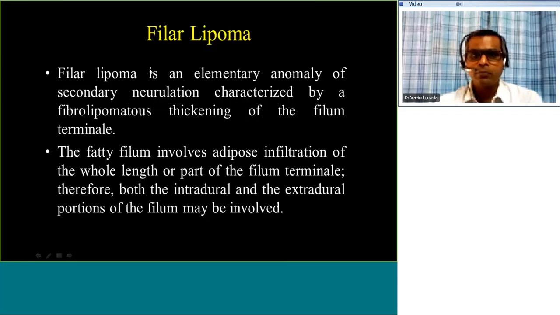Coming to the filar lipoma, this is nothing but a secondary neurulation abnormality due to the fibrolipomatous thickening of the filum terminale. As we all know, the filum terminale is both intradural as well as extradural. So the whole length or part of the filum terminale may be involved by this lipoma. If you have a filum terminale lipoma along its entire extent, it is both intradural and extradural.